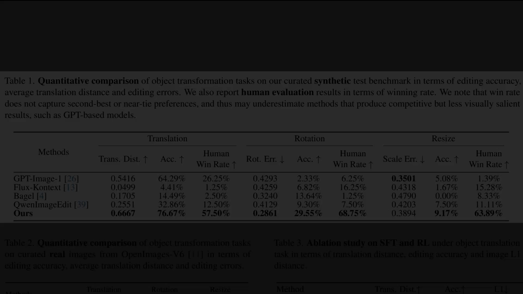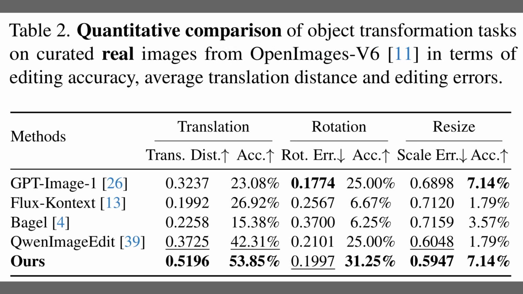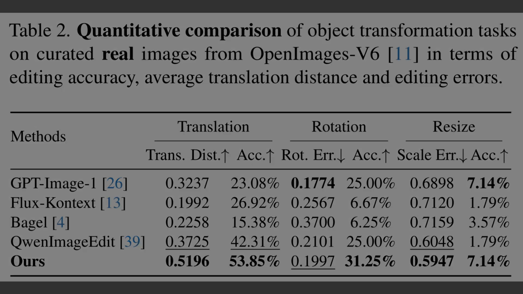While the previous table focused on synthetic data, Table 2 shifts the evaluation to real-world scenarios using the OpenImages v6 dataset. The columns here track performance across translation, rotation, and resizing tasks. Looking at the bottom row, Talk2Move maintains a clear lead in translation with nearly 54% accuracy, surpassing the next best model, QN Image Edit. It also secures the highest accuracy in rotation at roughly 31%, proving that the method effectively handles complex, real photographic scenes.